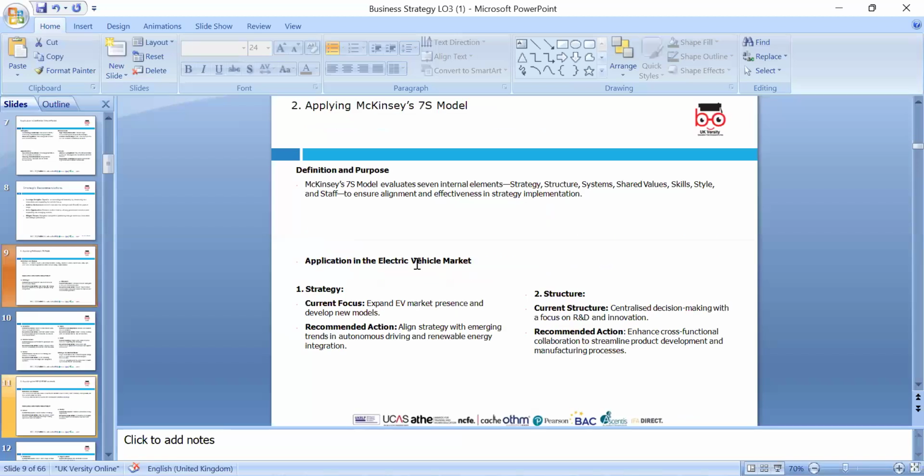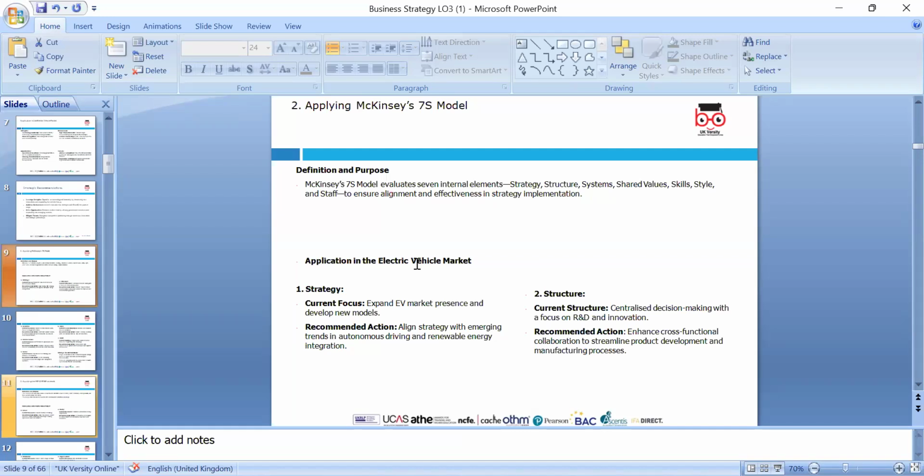Okay, applying the McKinsey 7S model, we had a discussion previously, but we can relate it to the company of our choice. McKinsey 7S is based on the 7S strategy. So we can look at the current strategy, what they have: expand market presence. When you do the expansion, it costs you. We're going into emerging economies, we want to go into Africa, we want to go into other parts of the world. So what will ultimately happen is it costs us.